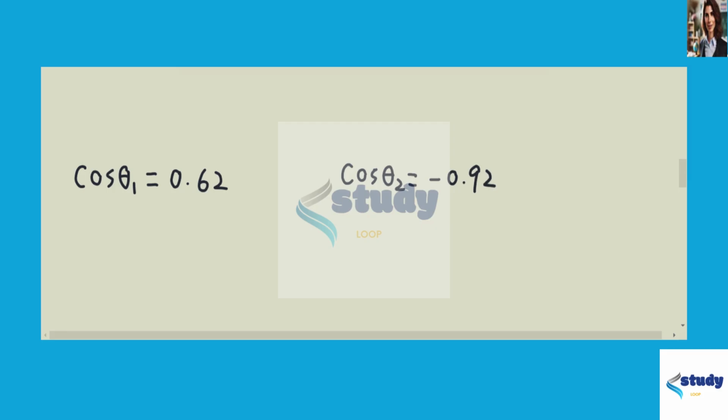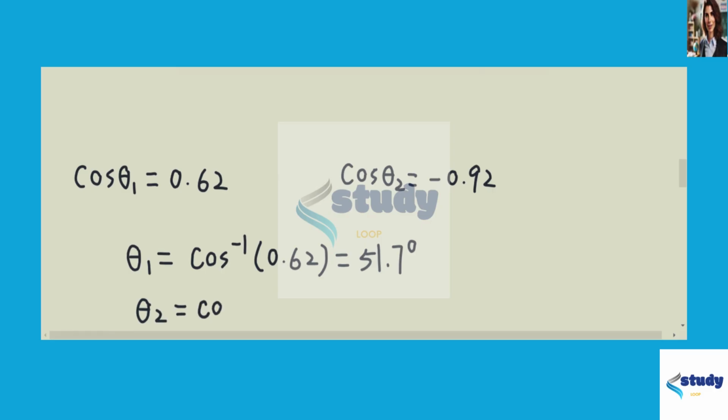Now we can apply the inverse cosine function. The first angle, theta 1, is equal to cosine to the power of negative 1 of 0.62, and this will give us an angle of 51.7 degrees. The second angle is equal to cosine to the power of negative 1 of negative 0.92, and this will give us an angle of about 156.9 degrees.